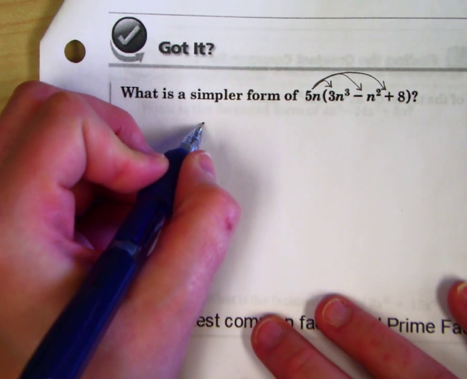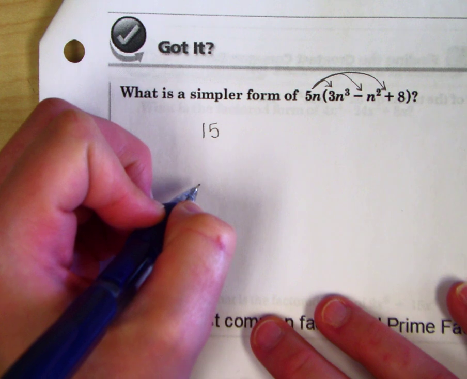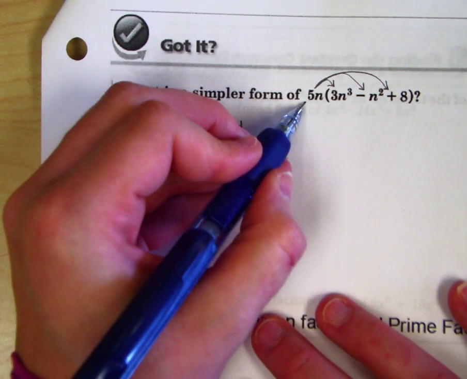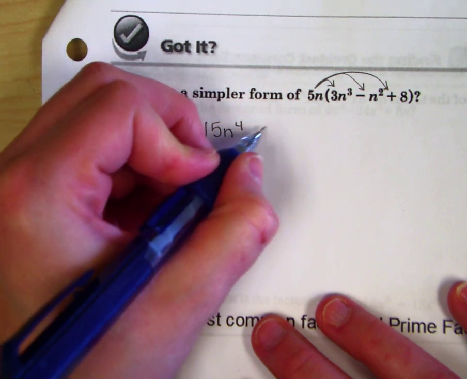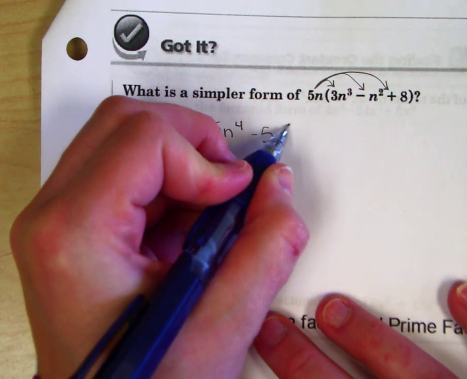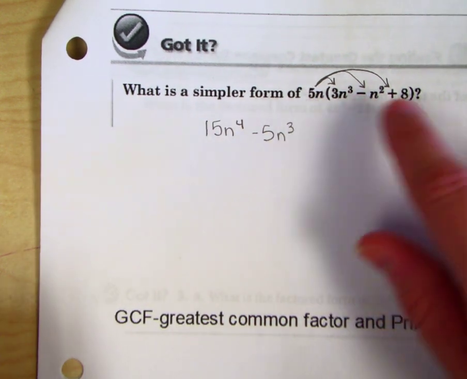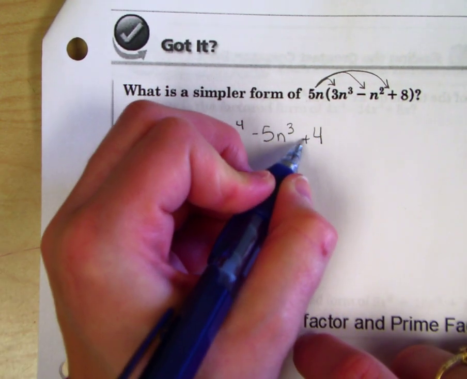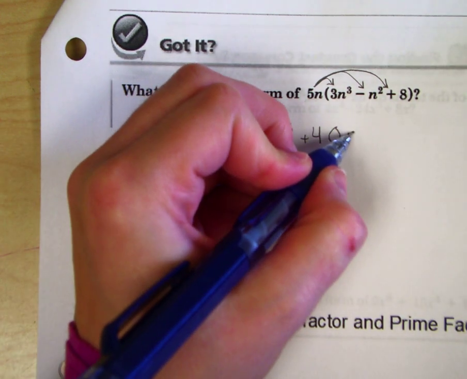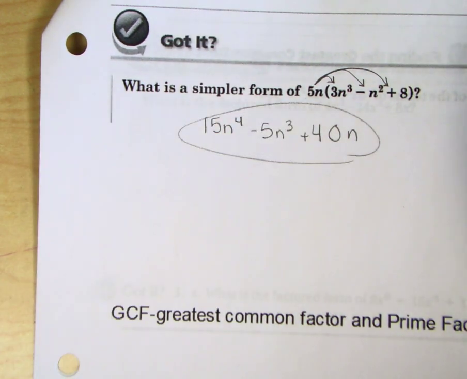5 times 3 is 15. N times n cubed is n to the 4th. 5 times negative 1 is negative 5. N times n squared is n to the 3rd. 5 times 8 is a positive 40. N times, well, no n, is n. That's the answer to that, got it.